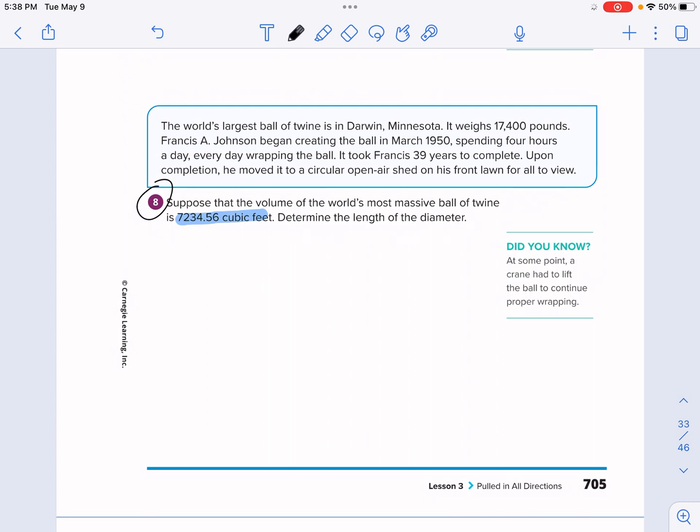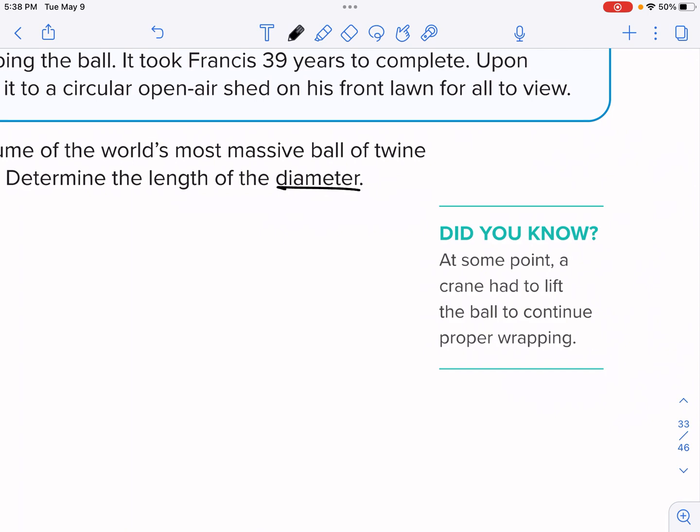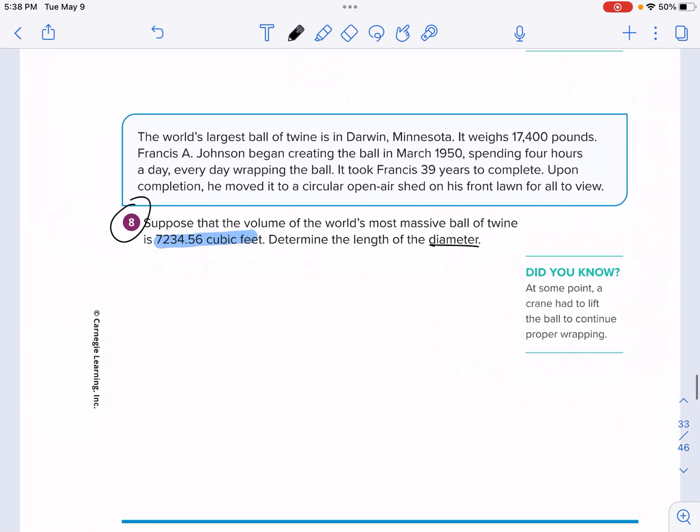Number 8. Suppose that the volume of the world's most massive ball of twine is 7,234 and 56 hundredths of a cubic foot. Determine the length of the diameter. So we need the radius in order to find the diameter. Oh, that's interesting. At some point, a crane had to lift the ball to continue proper wrapping, to continue putting twine around it. All right.